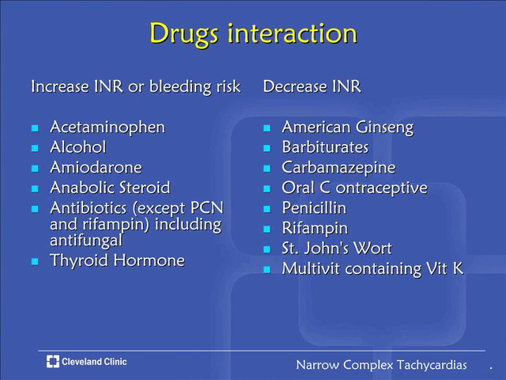The drugs that I want you to know that may increase INRs or increase the bleeding risk are usually Tylenol, but it's not that big of a deal. Alcohol, amiodarone. Anabolic steroids, you're not going to see a lot of patients who have atrial fibrillation on anabolic steroids, but may. Antibiotics, except penicillin and rifampin. Thyroid hormone.